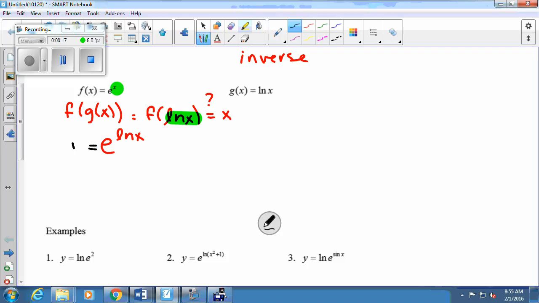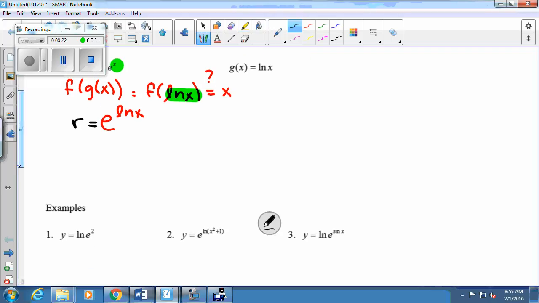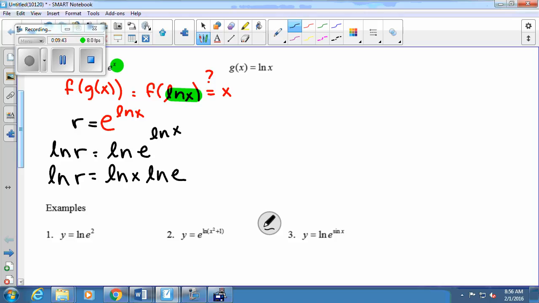So right now I'm going to set it equal to some variable r. It doesn't matter what I set it equal to. I just chose r. So how do I get an exponent to fall down? The natural log of my left-hand side equals the natural log of my right-hand side. I'm going to rewrite that. Would you agree that exponent fell down? And what is the natural log of e? 1.